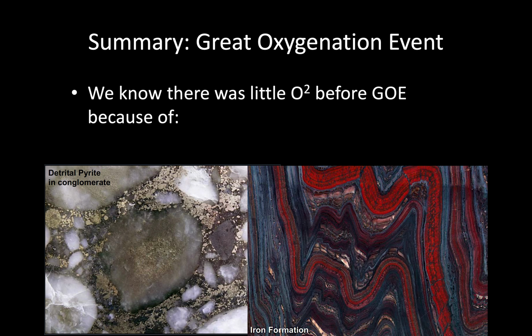Before the Great Oxygenation Event, we know there was very little oxygen, because we have rounded pyrite. Remember, rounded pyrite means it's been tossed around on Earth's surface for a while. We also have the presence of banded iron formations. Okay, so this is where iron made it all the way to the ocean before rusting.